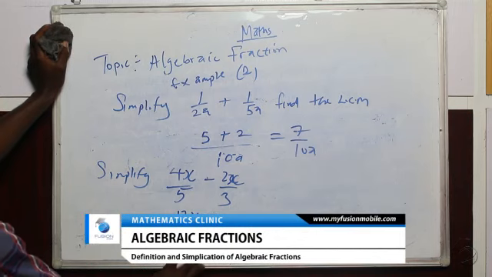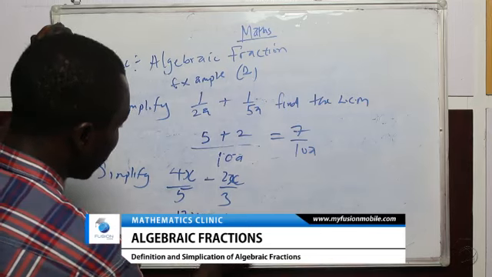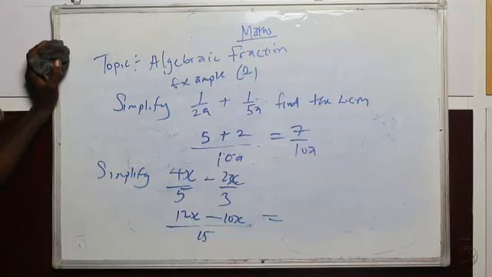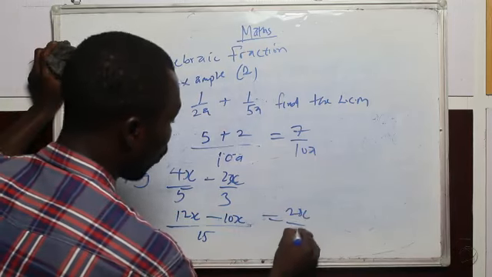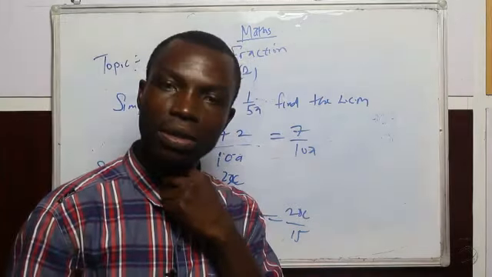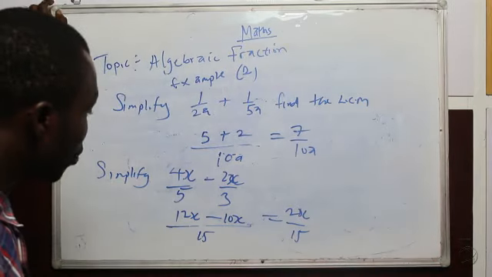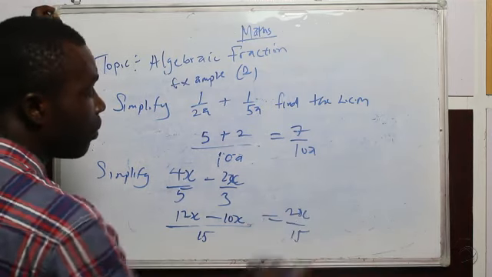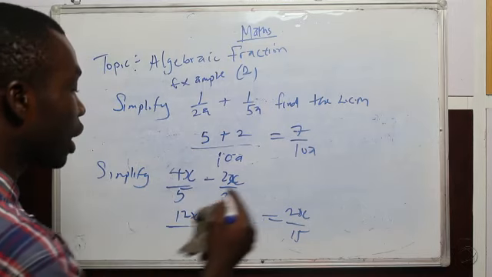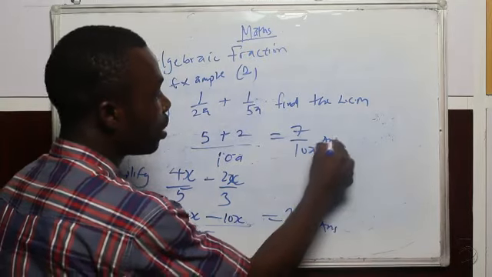Now, 15 divided by 3 will give us 5. 5 times 2x, we have 10x. Remember this sign, which is minus. We now have 12x minus 10x, which will give us 2x over 15. Now we have the answer to be 2x over 15. Therefore, the solution has been reduced because the numerator and the denominator are not divisible by one number; if they were divisible, then we could still continue to reduce it. So this is our answer to this equation.